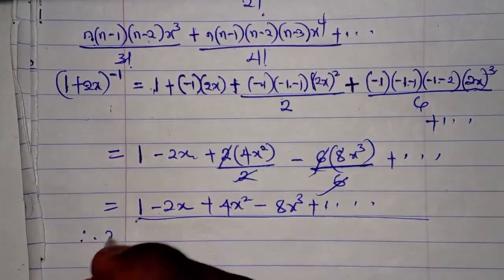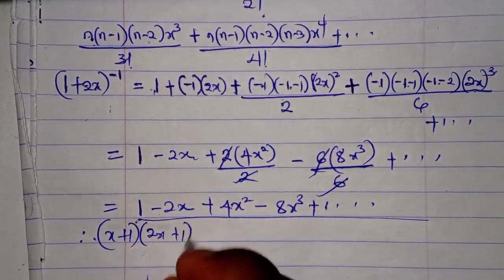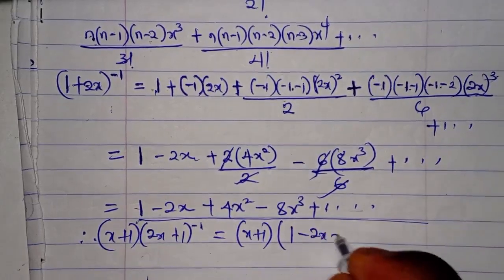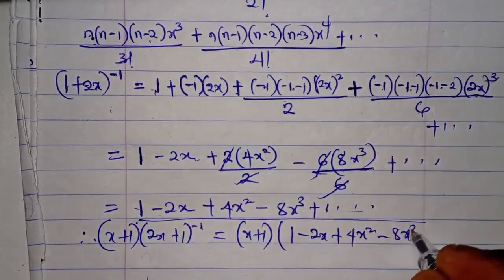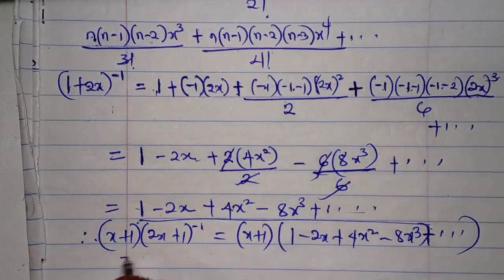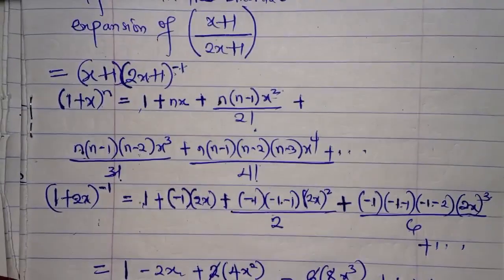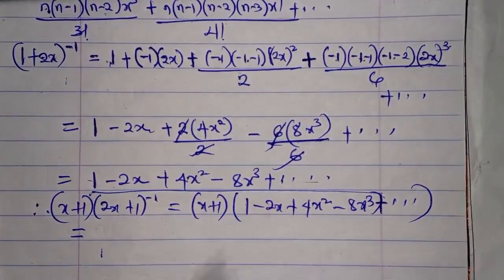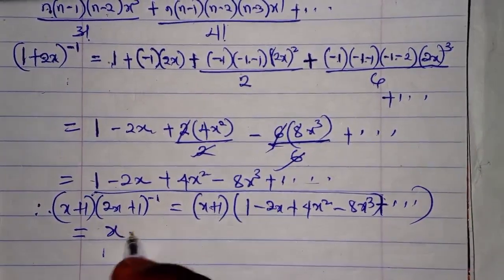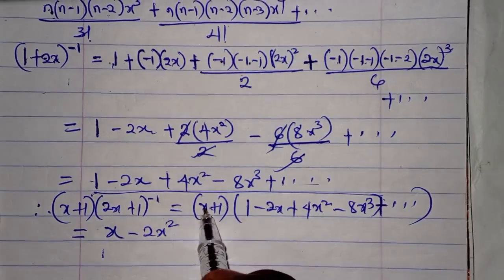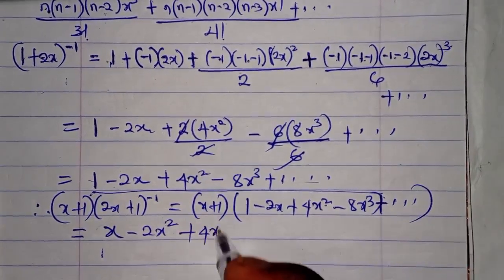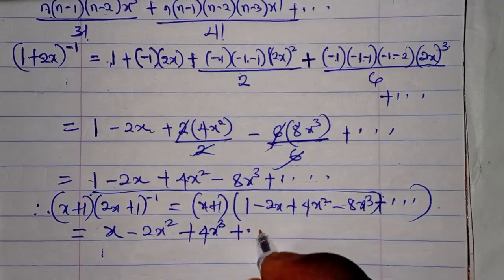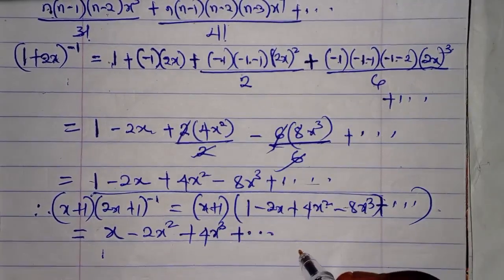So therefore, x plus 1 into 2x plus 1 inverse is now x plus 1 times everything here. We are trying to determine the coefficient of x raised to the power 3 in this expansion. Okay, let's expand it. x times 1 is x. x times minus 2x is minus 2x squared. x times this is plus 4x cubed. If I multiply x by any other number here, it will be increasing. So let me just put plus, plus, plus. You get the point now.